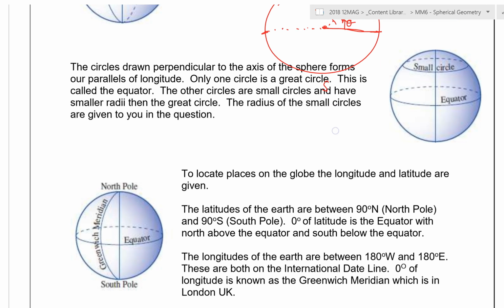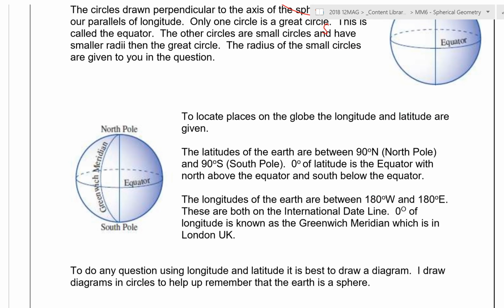Now, these lines that define our longitude all join the North and the South Pole. So we have this Greenwich meridian here, or the prime meridian. That's our 0 point, in the same way that the equator is our 0 point for latitude, for north and south. And all of our other meridians of longitude loop around like this.